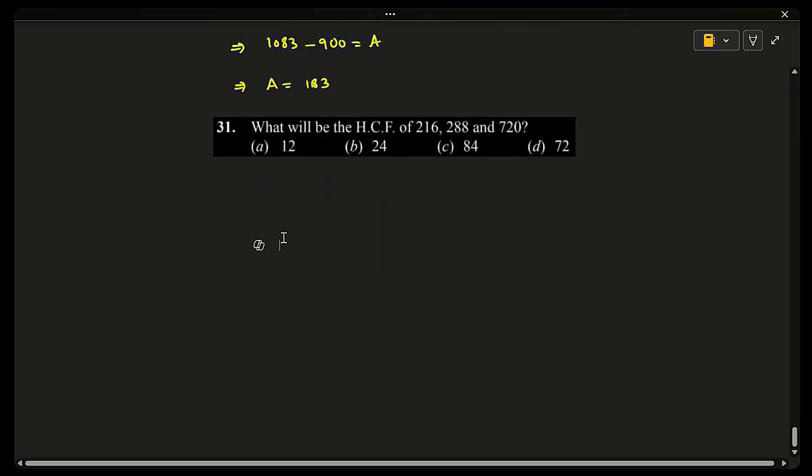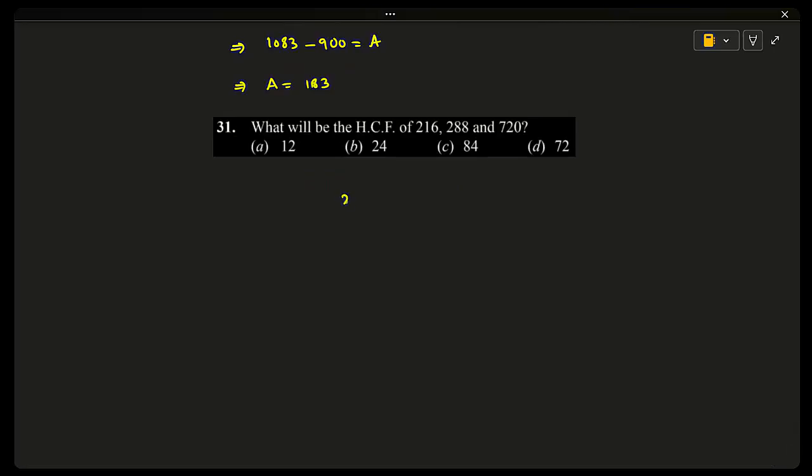What will be the HCF of these numbers? 216, 288, 720. We can use the common division method to find HCF, but the rule is if all are divisible, then only you can take that factor. So I know all are divisible by 4. 4 fives are 20, 4 fours are 16, 4 sevens are 28, 4 twos are 8, 4 ones are 4, 4 eights are 32.